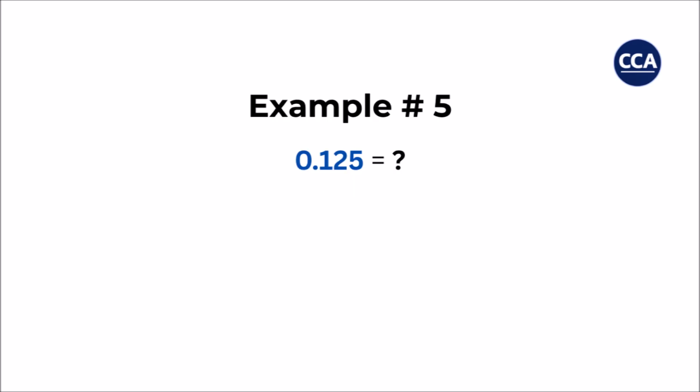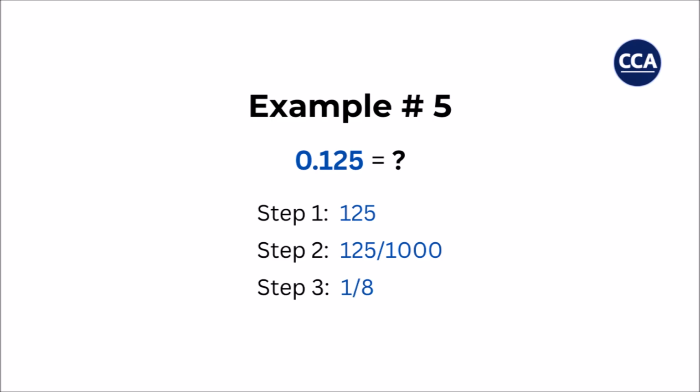Now let's go one level higher. 0.125. Remove the decimal point, and you get 125. How many digits are after the decimal? 3 digits, right? So this is in thousands. That means 125 over 1000. Now simplify. Both can be divided by 125. So 125 over 1000 becomes 1 over 8. So 0.125 is equal to 1 over 8.